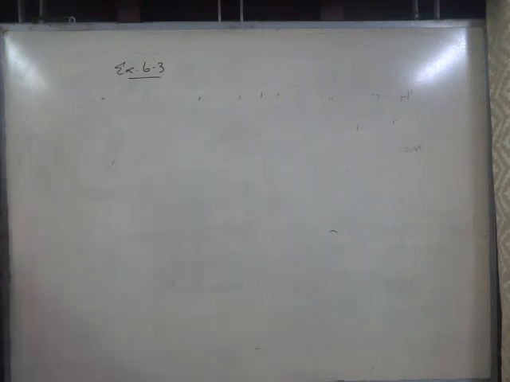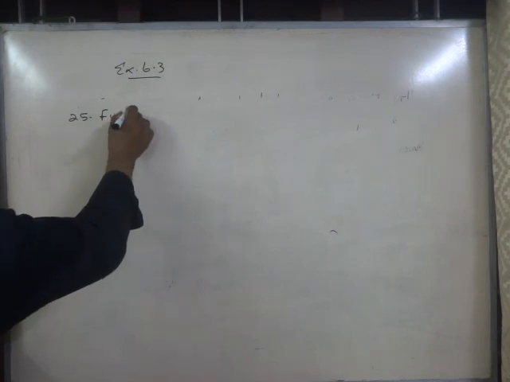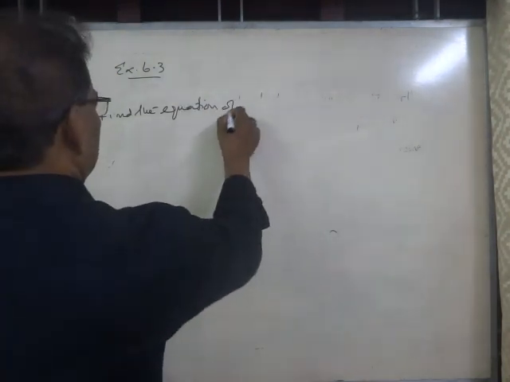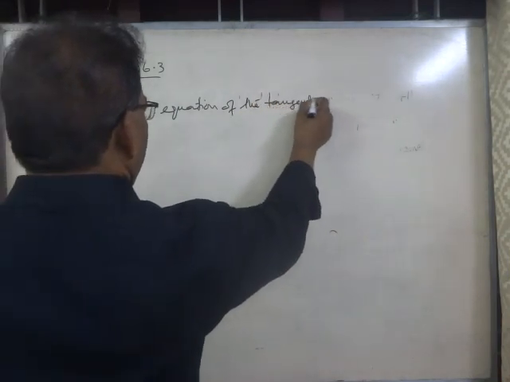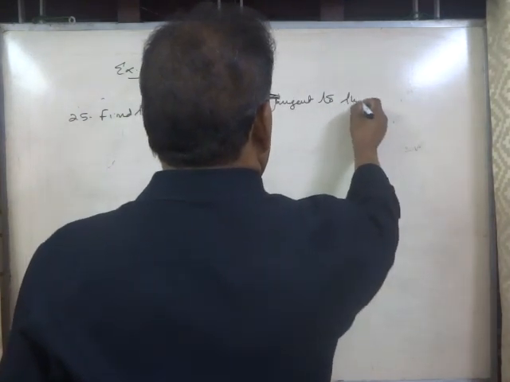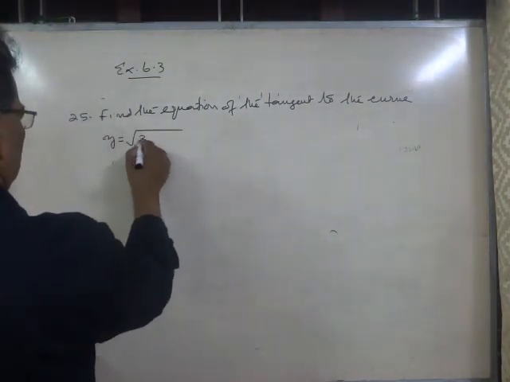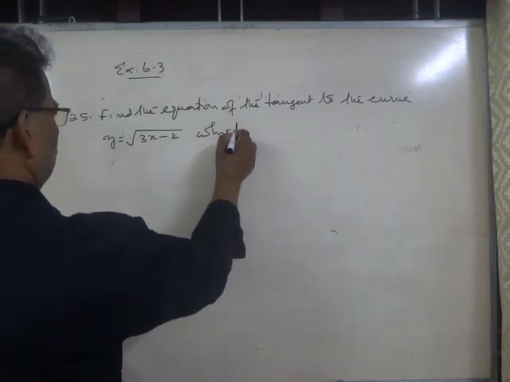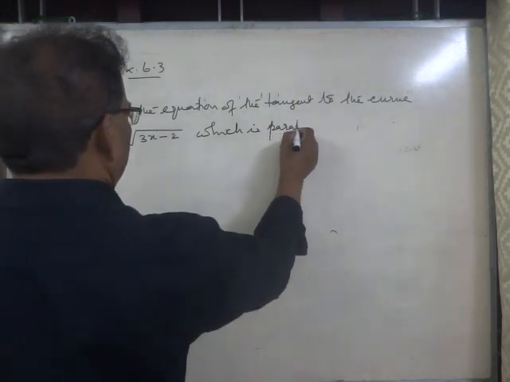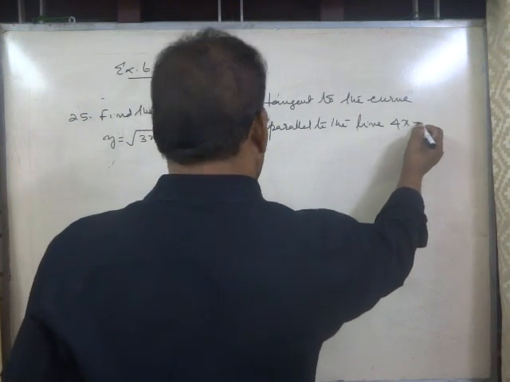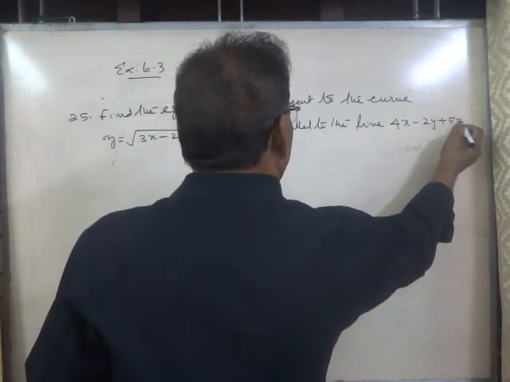One more question. Question number 25. Find the equation of the tangent to the curve y equals square root of 3x minus 2, which is parallel to the line 4x minus 2y plus 5 equals 0.